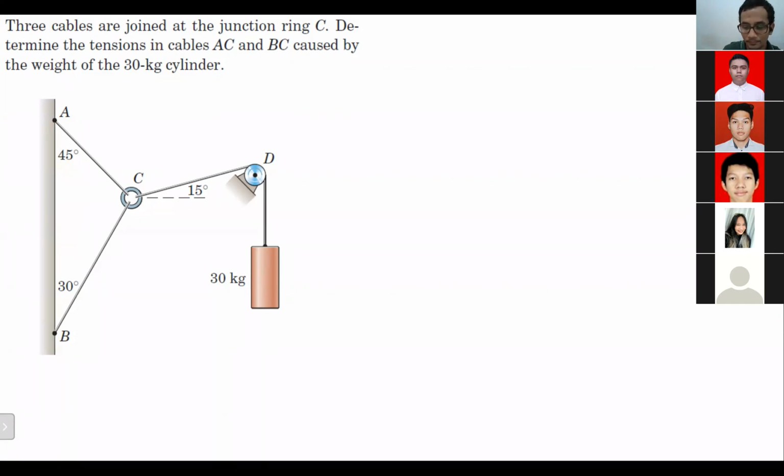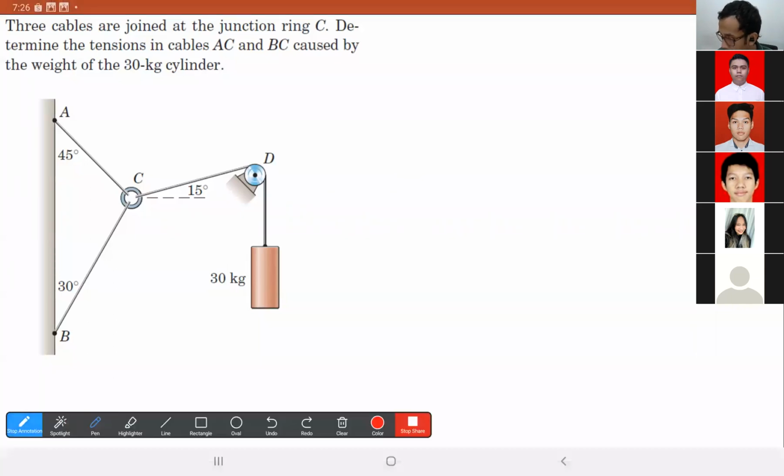I think we use point C as the center where we draw all the forces, sir. Because that's where all the forces merge together. Okay. And then we draw the forces. Something like this. This is point C.